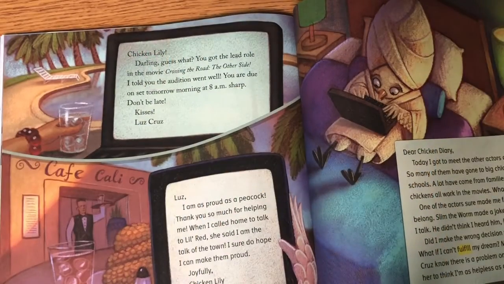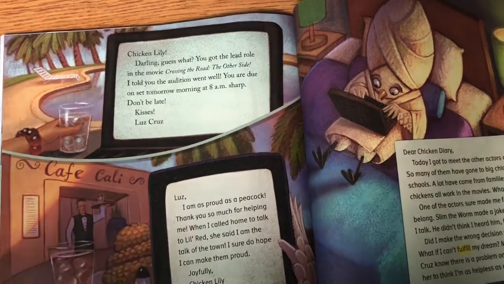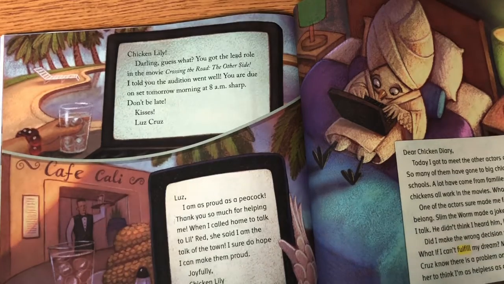Now let's go ahead and take a closer look at the rest of our story. Go ahead and turn to page 172, and I'm going to reread it to you and you can follow along.